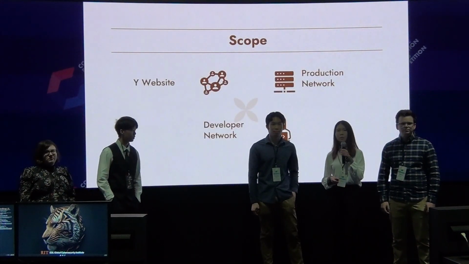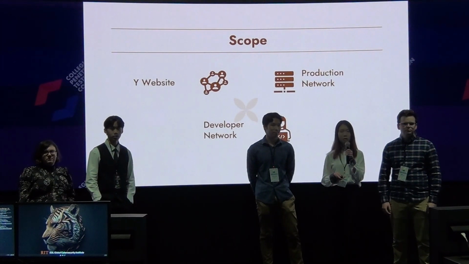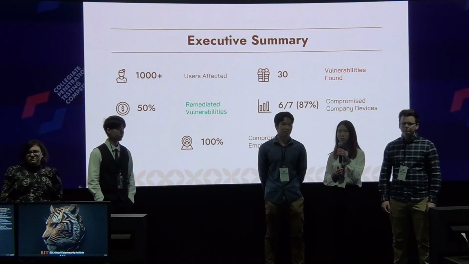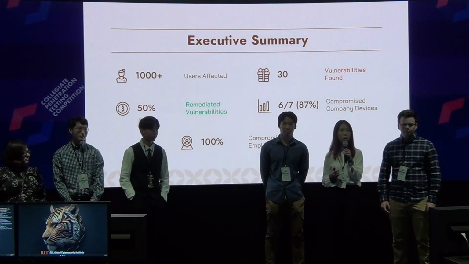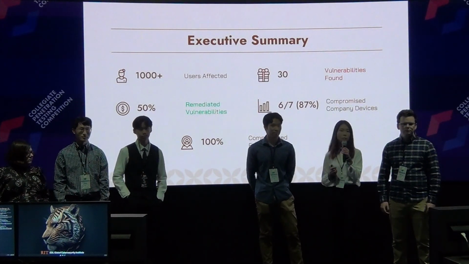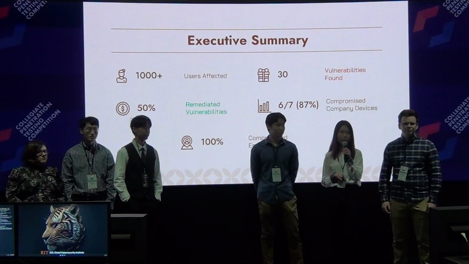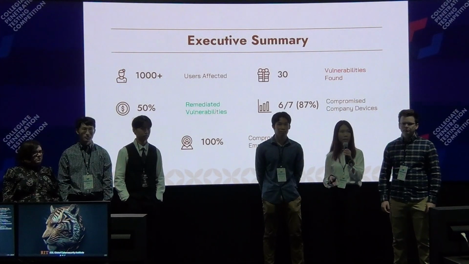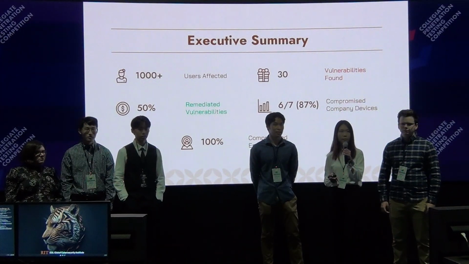So to start off, the scope of our assessment included the website, the production network, as well as the developer network. During our assessment, we found a total of 30 vulnerabilities, many of which were critical and high, allowing us to fully compromise all of your users and extract all sensitive client data, such as emails and date of birth, posing a high security risk to your company. In addition, we were able to compromise 6 out of your 7 company devices, allowing us to take full control over all your employee accounts.